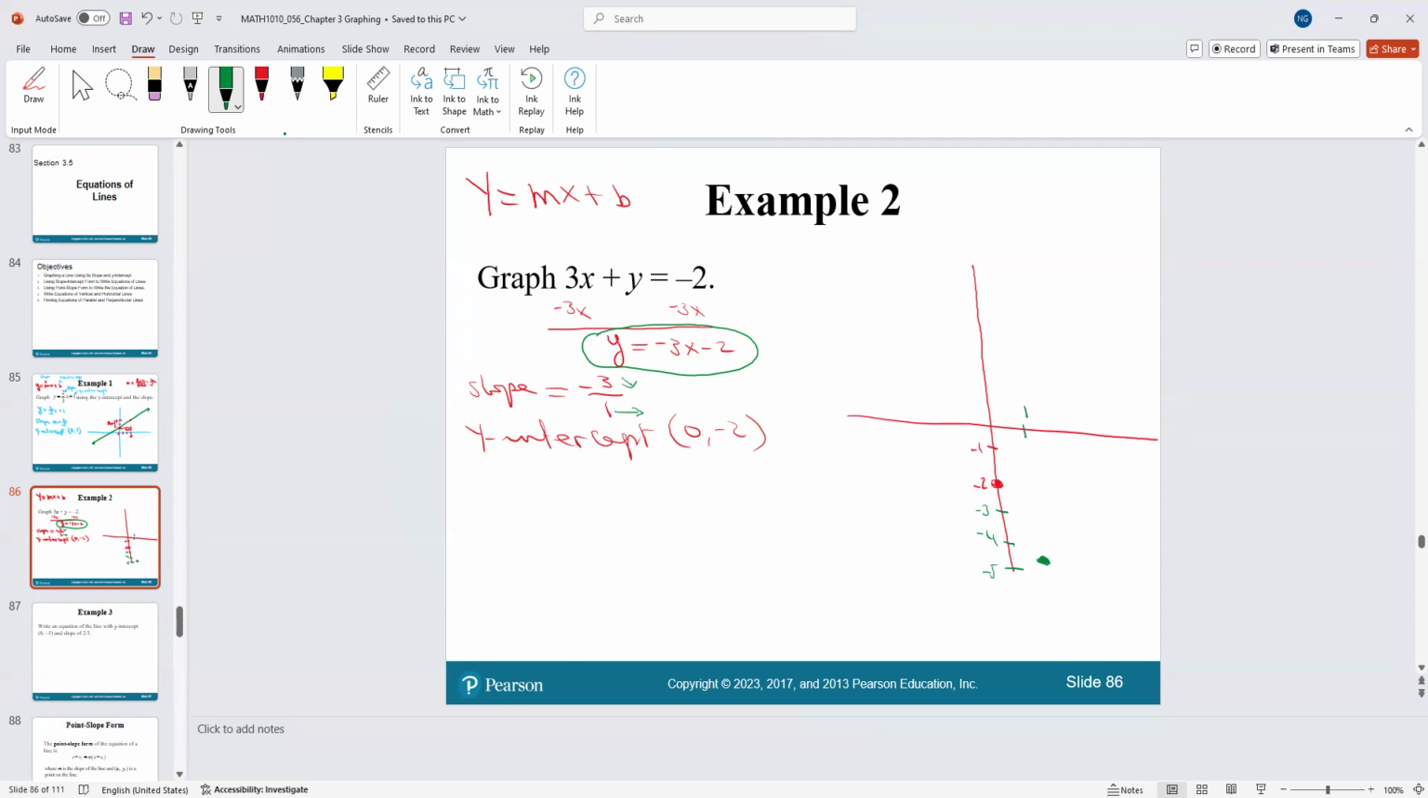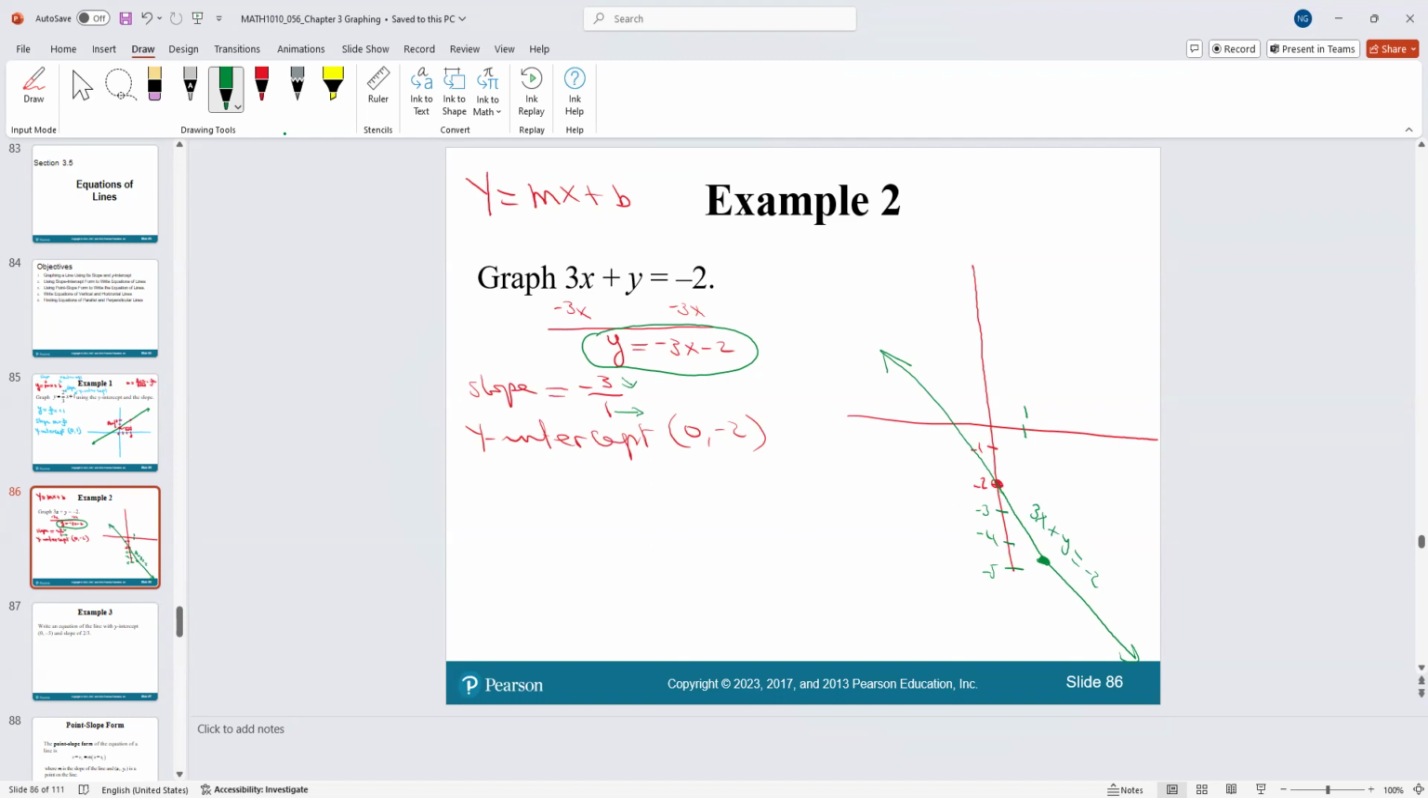Remember, this is 1. So in order to graph, the graph would be something like that, going all the way down, and suppose this is very straight. That would be the graph of 3x plus y equals -2. This graph has a negative slope because it falls from left to right.